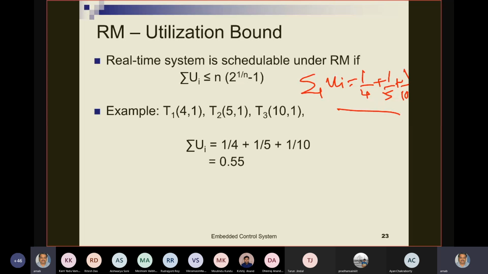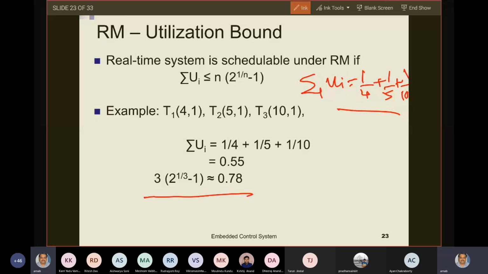And it so happens that for this case, what is the RHS? n is 3, because you have three tasks. 3 times (2 to the power 1 by 3 minus 1) equals 0.78. This proof is also not very difficult, but again, I don't have time to tell you, but you can look at it. This is a well-established proof, and because 0.78 is larger than 0.55, you can be rest assured that these three tasks will be schedulable using RMA.